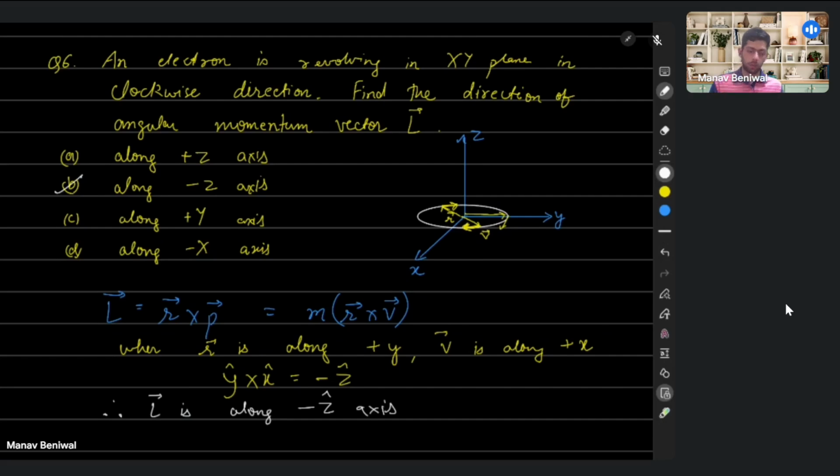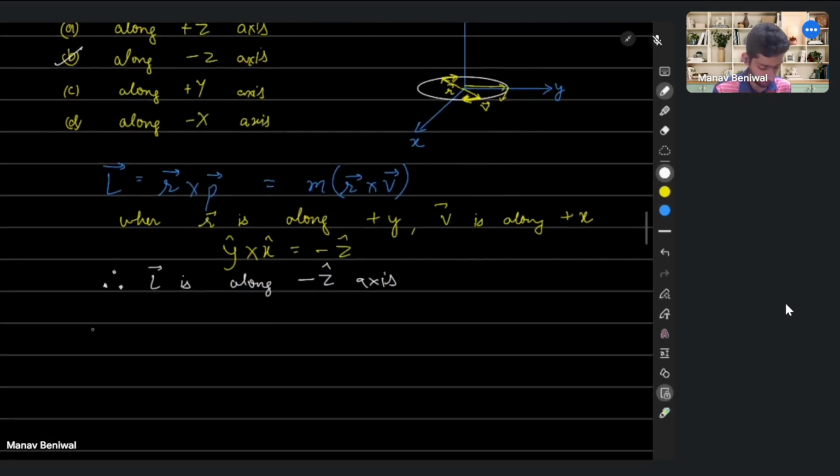So correct option is B. Right? Now, if you do not want to calculate the cross product, there is also a much simpler way to do it. Okay? Easier way, we use the right hand thumb rule.